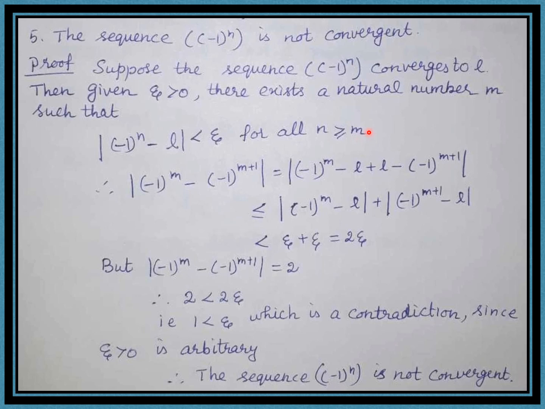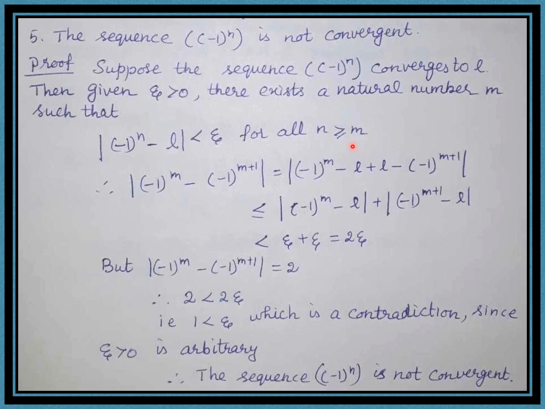We take m and m plus 1, and we have the mth term and the (m plus 1)th term, that is, (minus 1) power m and (minus 1) power m plus 1. That is, we are finding the difference between am and am plus 1. Its absolute value is equal to, adding and subtracting L, that is the limit. So we know that the absolute value of a plus b is less than or equal to the absolute value of a plus the absolute value of b. Therefore, this is less than or equal to this absolute value and this absolute value.